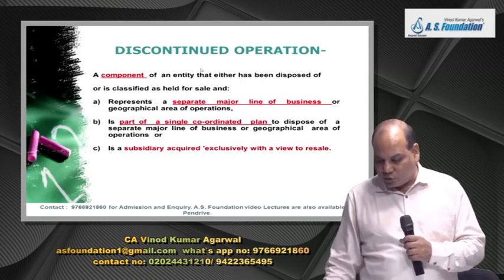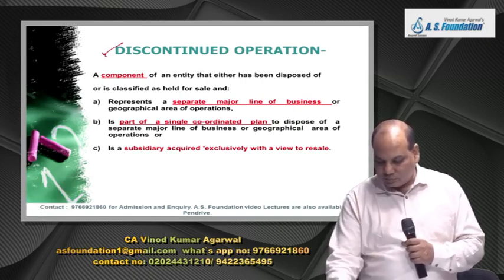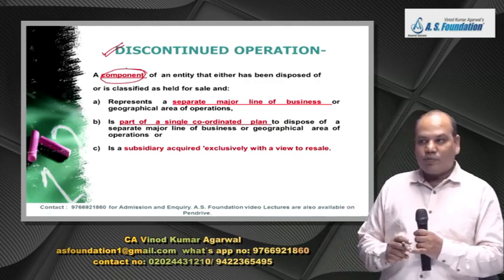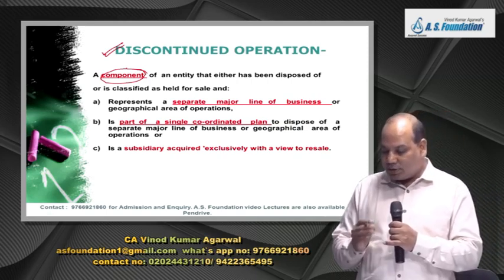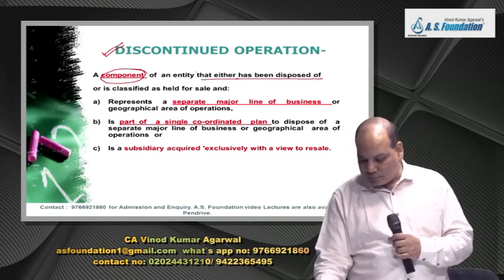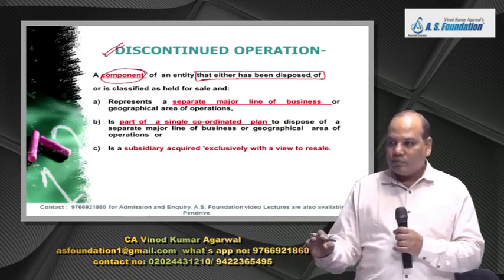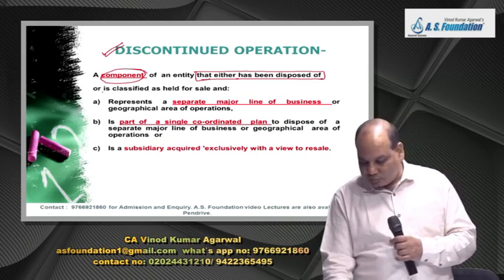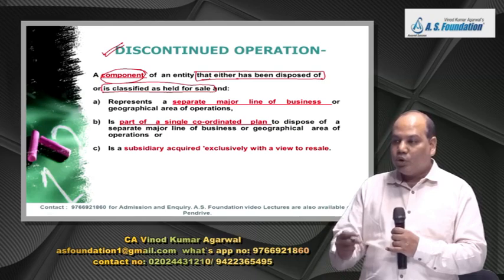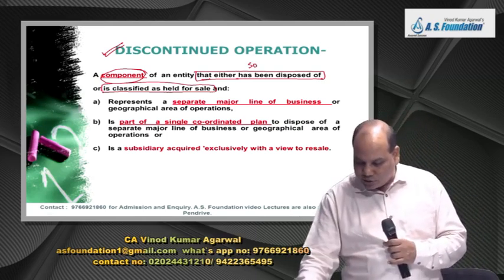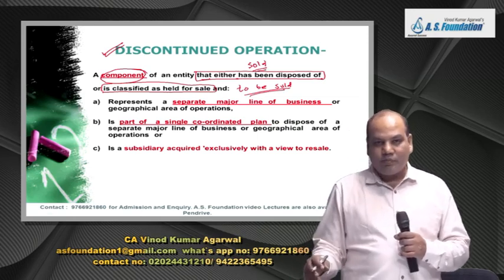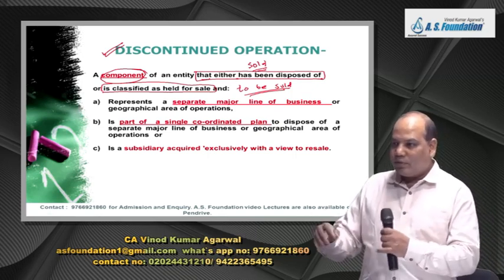This is important for the purpose of disclosures. The standard says a discontinued operation is a component of an entity. Component means whose cash flow, income, expense, asset, liability can be distinguished separately from the rest of the entity. That the entity has either disposed of, sold, money received or receivable, or a component of the entity that is classified as held for sale. Means the management is going to sell it. So in simple words, it is either sold or to be sold. If it is sold, then also it is a discontinued operation. And if the management has decided to sell, then also it will be a discontinued operation.